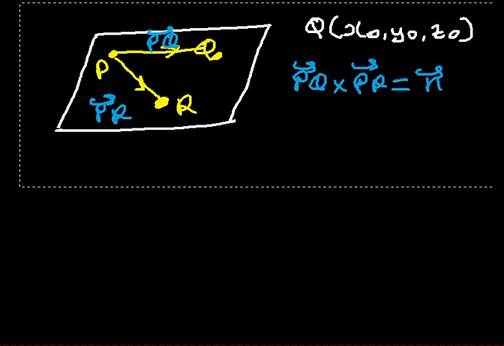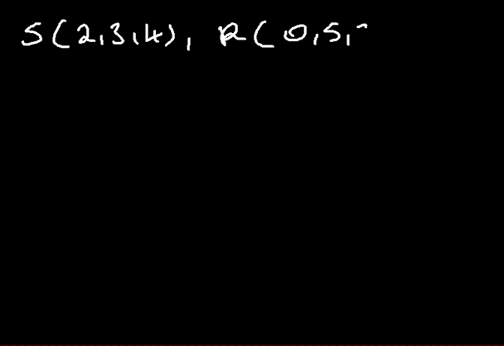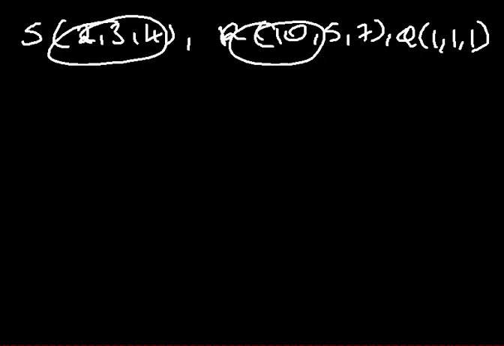And now let's say we have 3 points on the plane. Let's say we have a point S that is given as 2, 3, 4. And we have a point R that is given as 0, 5, let's say 7. Let me have it done here. And we have a point Q that is given as 1, 1, 1. So what is the equation of a plane in which these 3 points are lying on? How should you have that?